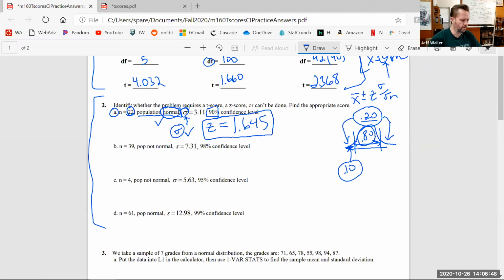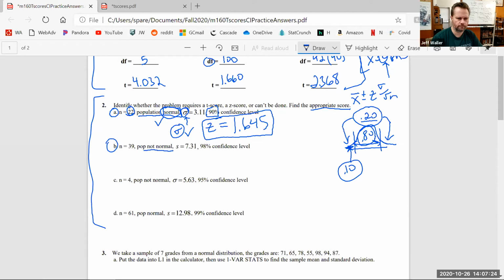Are we solving the problem? Well, there's no problem to solve. The whole point is just to find the appropriate score. I don't know X bar, so I can't make a confidence interval. I don't have enough information to actually make a confidence interval. This section is really just focusing on: do you know how to use the T-score chart, and do you know when to look where, T or Z? So in part B, why is it okay that the population is not normal?